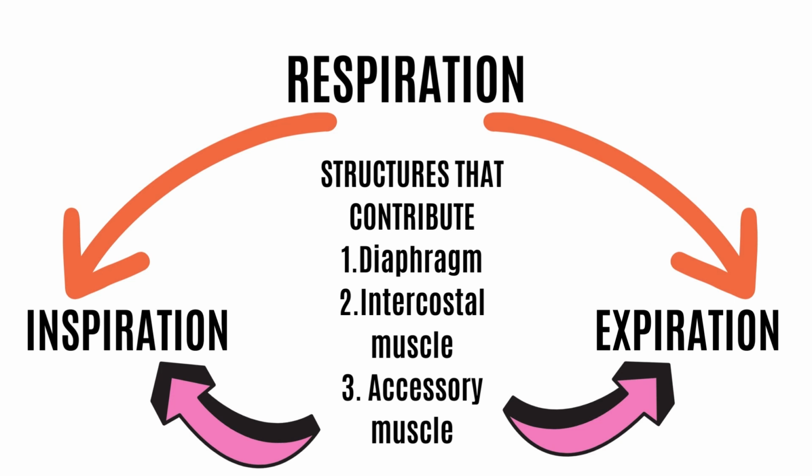Today's topic is about the mechanism of ventilation. First, let us understand what ventilation is. Ventilation comprises two processes, that is inspiration and expiration. We will see these structures briefly just to understand how they can contribute to the changes in ventilation. The structures are the diaphragm, intercostal muscles, thoracic cavity, and accessory muscles of inspiration.